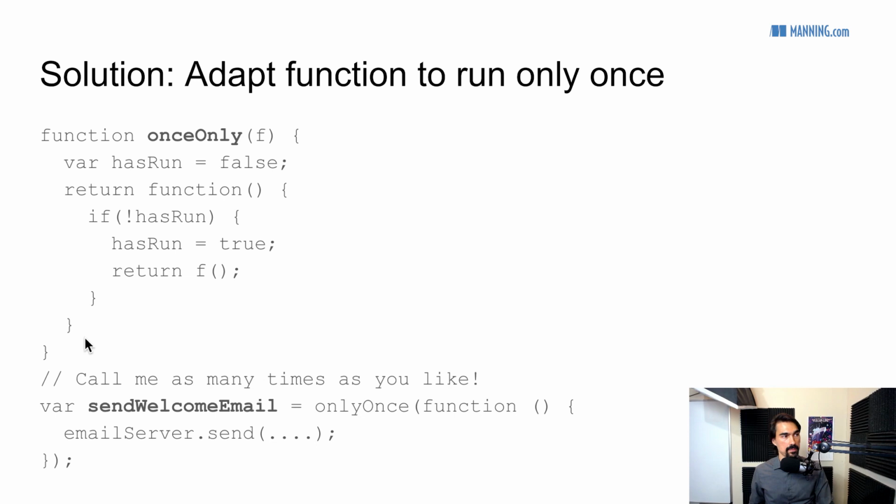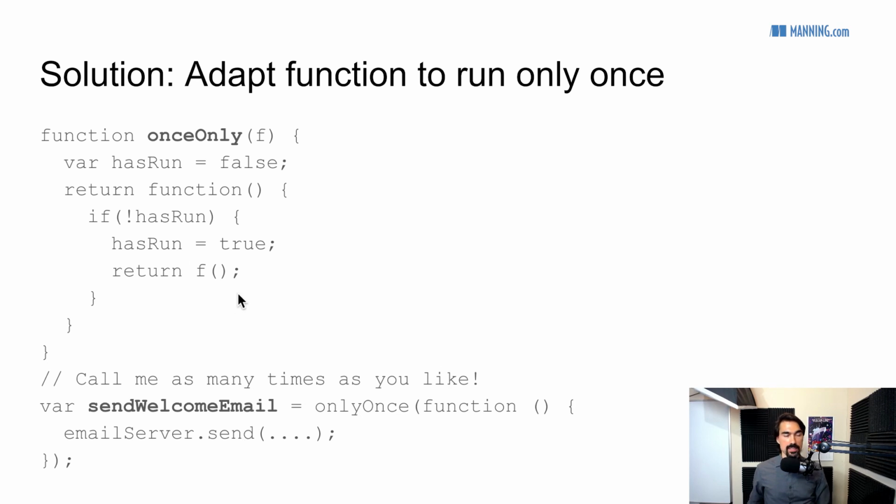And so now we can define send welcome email as passing this function to only once. This is the same code we had before, but now we're wrapping it in this only once. So now we can call send welcome email as many times as we want. If we call it 10 times, it will only run this email server.send one time.